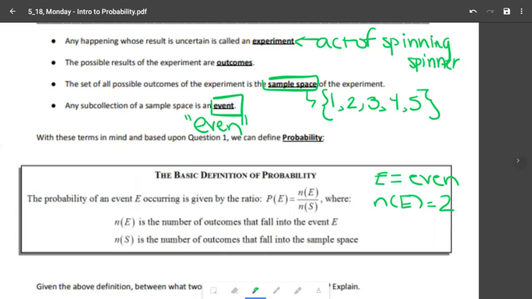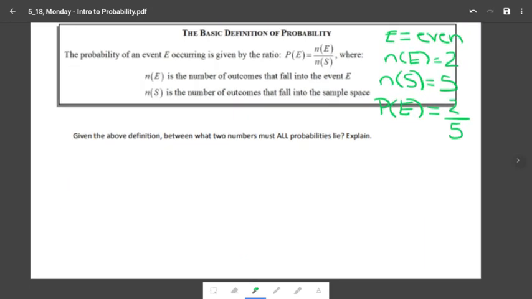N of S is the number of outcomes that fall into the sample space. So my sample space, if we look at that third bullet up above, there were 5 possible outcomes. So N of S would be 5. So then putting it together, the probability of that event E, it says is N of E, which is 2, over N of S, which is 5, so 2/5. So you probably already knew how to do this for probability, but this is the formal definition. So that's just so you have it.